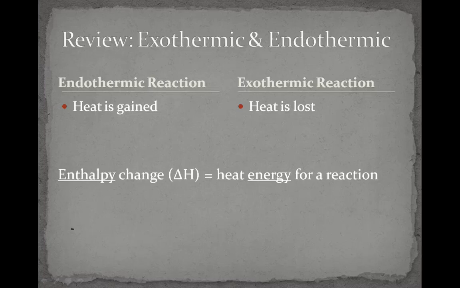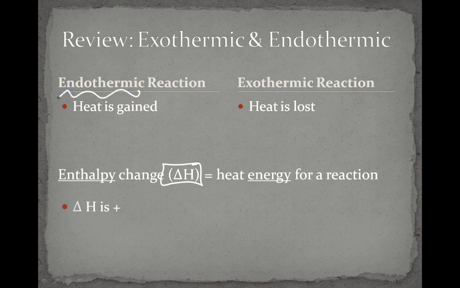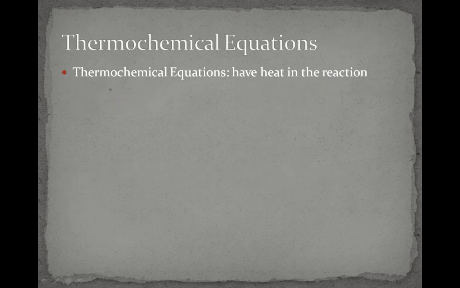Now we're going to be using the word enthalpy to describe the energy or the heat today. And that's just heat energy at constant pressure. That part doesn't matter. All you need to remember is that enthalpy means energy, and it's represented by the symbol delta H. If delta H is positive, you have an endothermic reaction. So endothermic will have a positive value for the heat, and an exothermic reaction will have a negative sign in front of its value for heat. And we're going to put some quantitative numbers with that today.